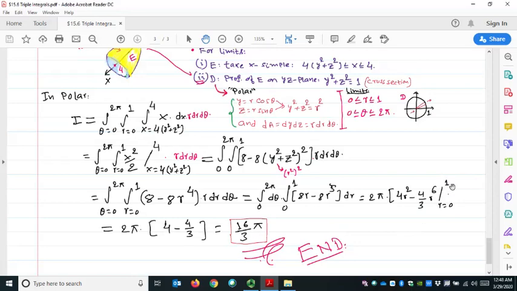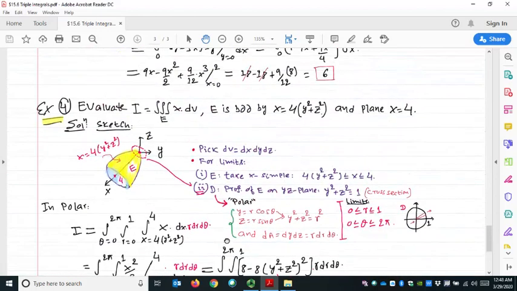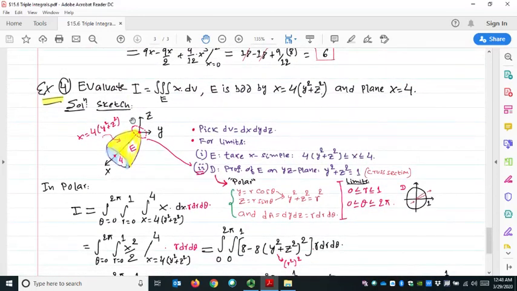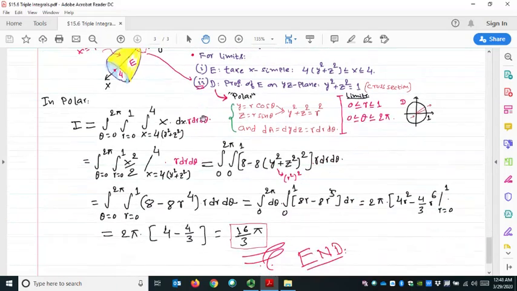And now put r equals the upper limit 1 and simplify. This gives us 16/3 pi. Awesome. So we found the value of this triple integral, which is 16/3 pi.